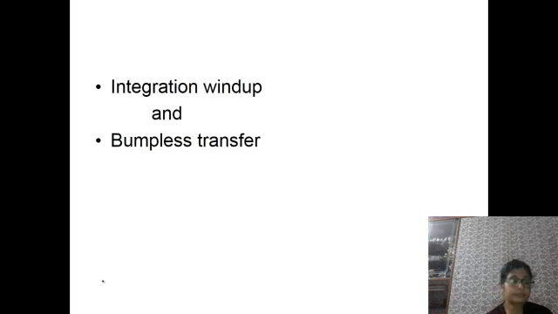We have already discussed integral windup and bumpless transfer in the programmable controller section. So we should not discuss these features once again. I think we need not discuss these features again.